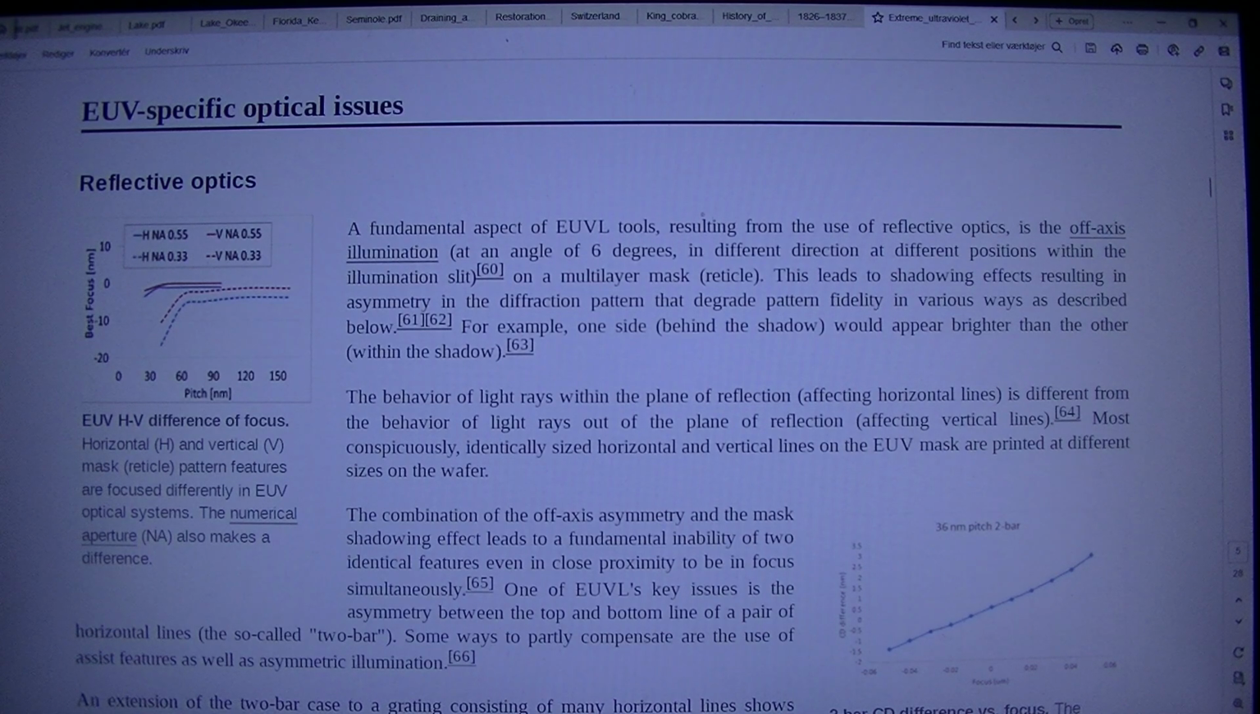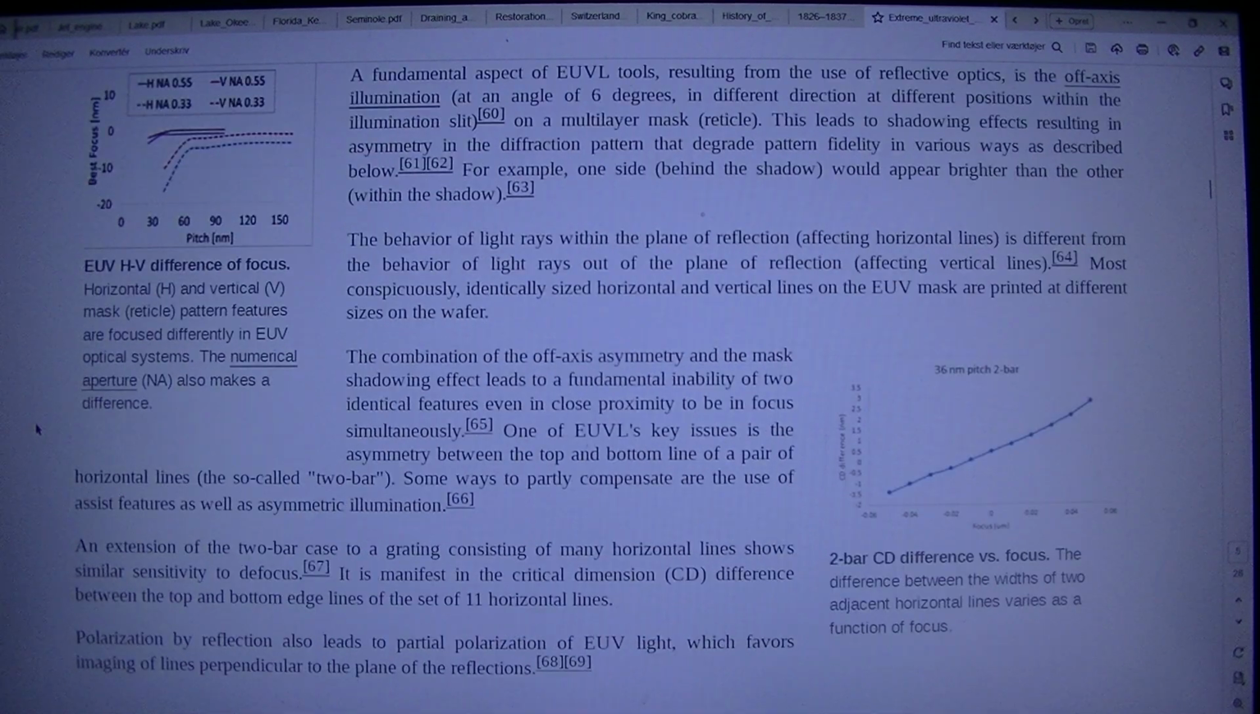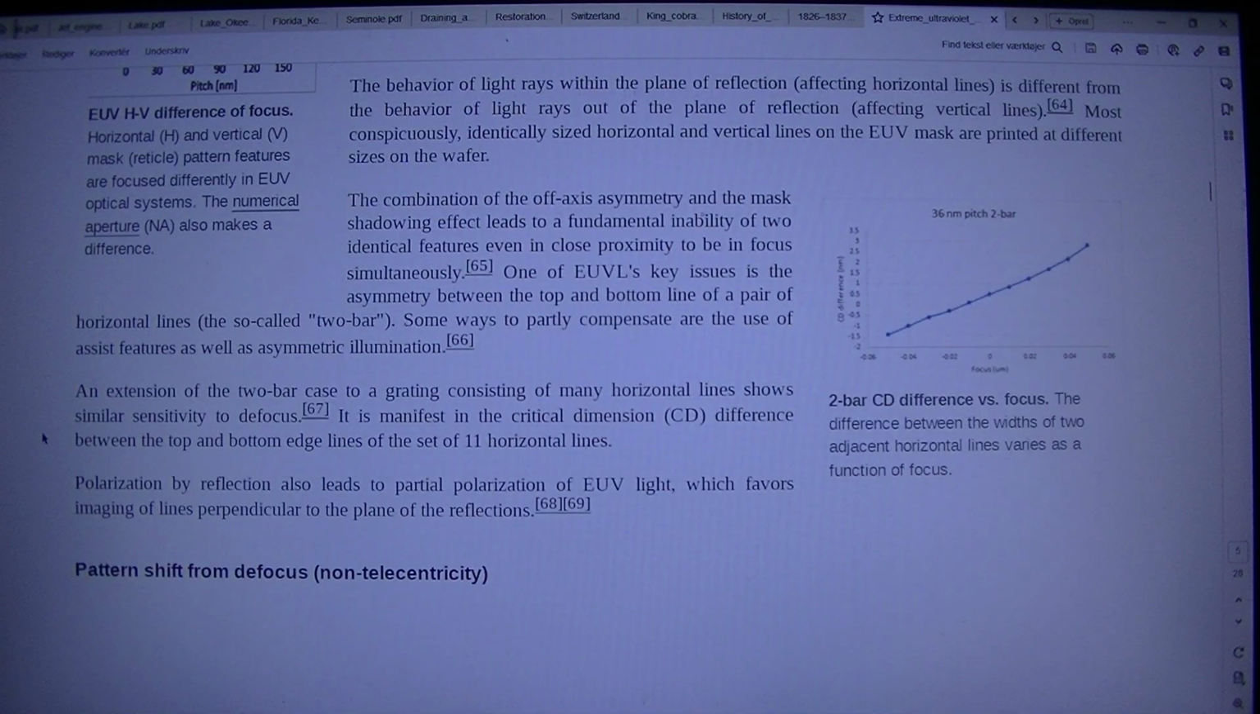The behavior of light rays within the plane of reflection, affecting horizontal lines, is different from behavior of light rays out of the plane of reflection, affecting vertical lines. Most conspicuously, identically sized horizontal and vertical lines on the EUV mask are printed at different sizes on the wafer. Two-bar CD difference versus focus.